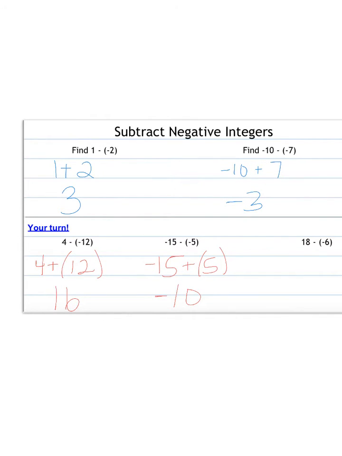Next one, 18 minus negative 6, so we take the 18, do the opposite of subtraction, which is addition. And the opposite of negative 6 is a positive 6. 18 plus 6 is 24.